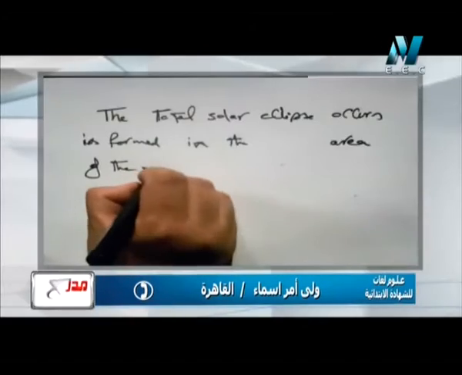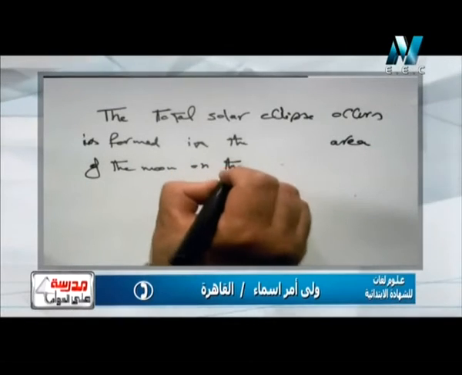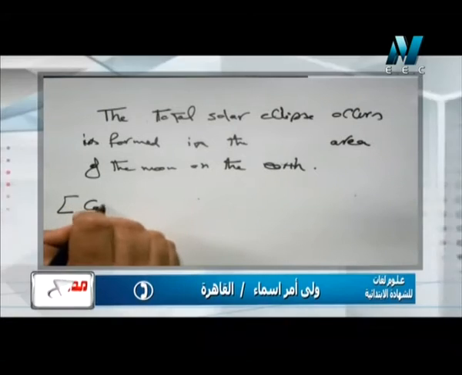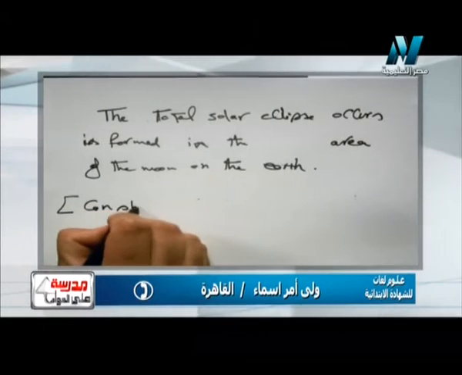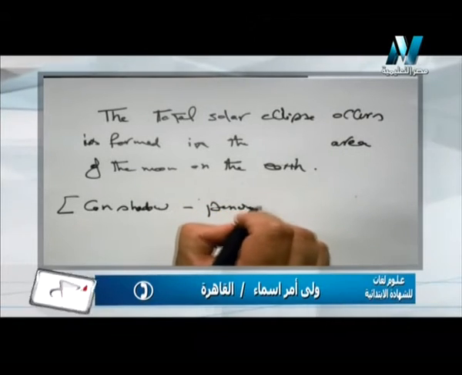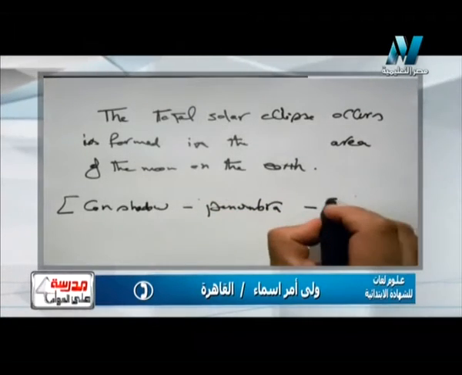Again the question, please. Total solar eclipse occurs. The total solar eclipse is formed in the dash. Is formed. In the dash area of the moon. Area of the moon. On the earth. On the earth. Okay. Shadow, cone shadow, penumbra. Cone shadow. Cone shadow. Okay. Penumbra. They are 3: shadow, cone shadow, penumbra. Shadow.